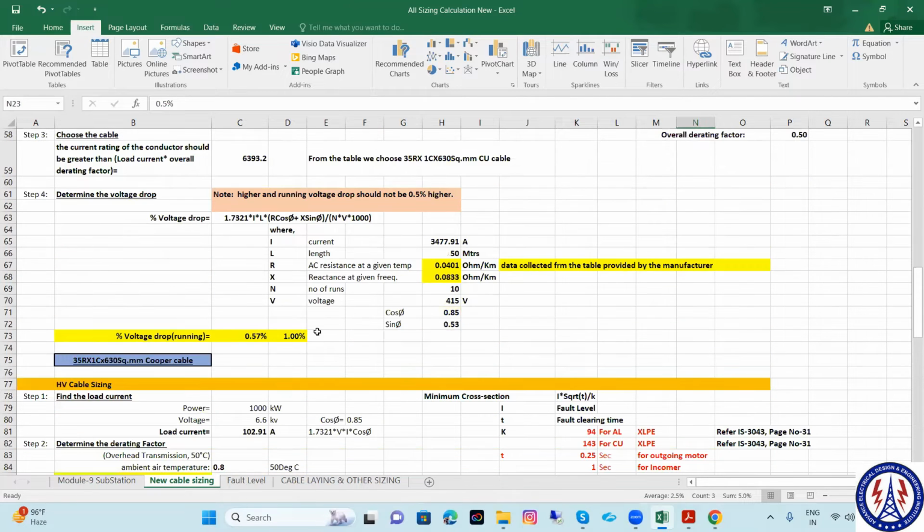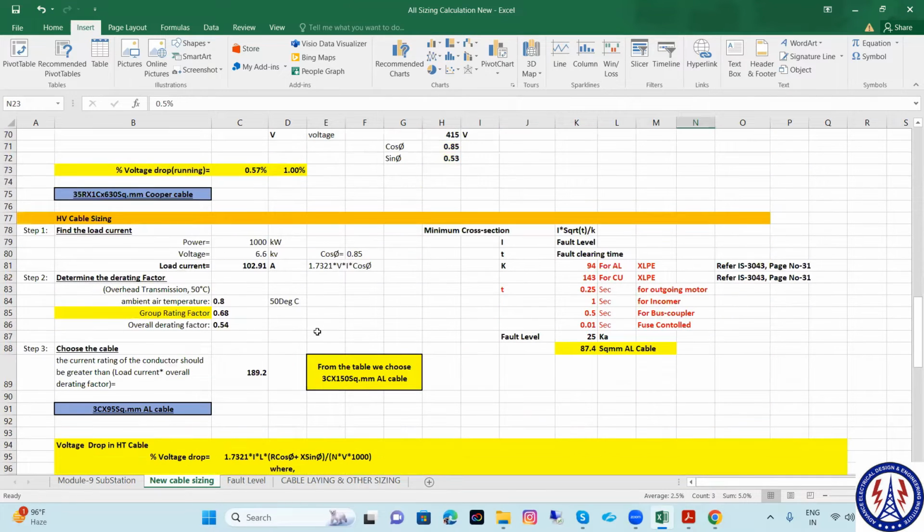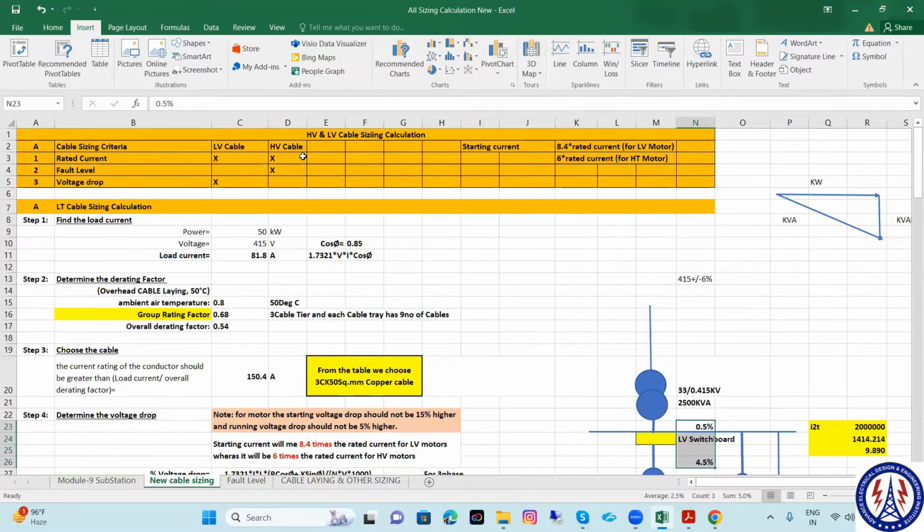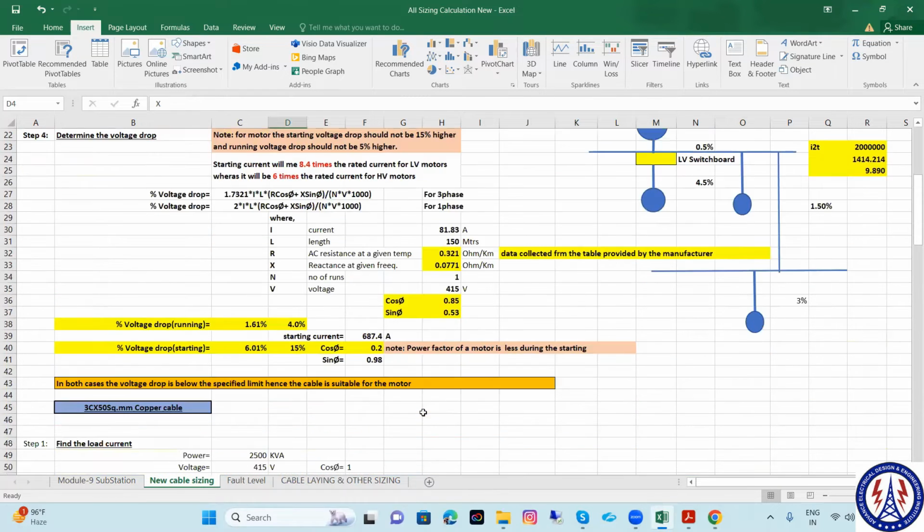Okay, shall I move to the ST cable sizing? Yes, sir. Okay, so ST cable sizing is very much simpler as compared to the LV. You can calculate it even on the calculator. As I told, it depends on two criteria: current and the fault level. If you are able to determine the fault level correctly, meaning the minimum cross section, your cable sizing is done.